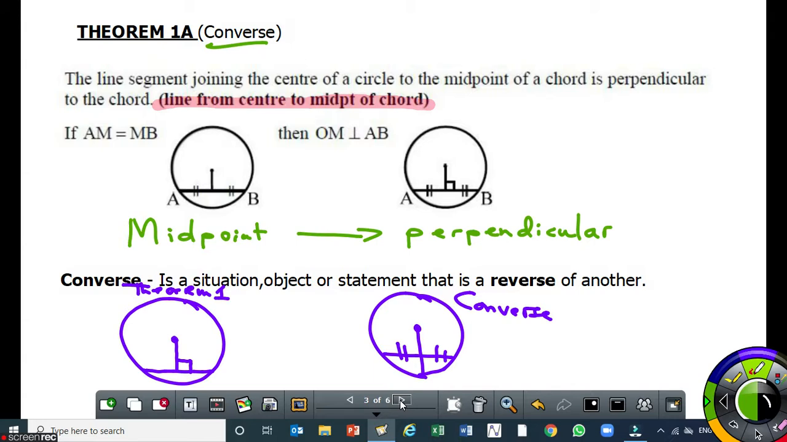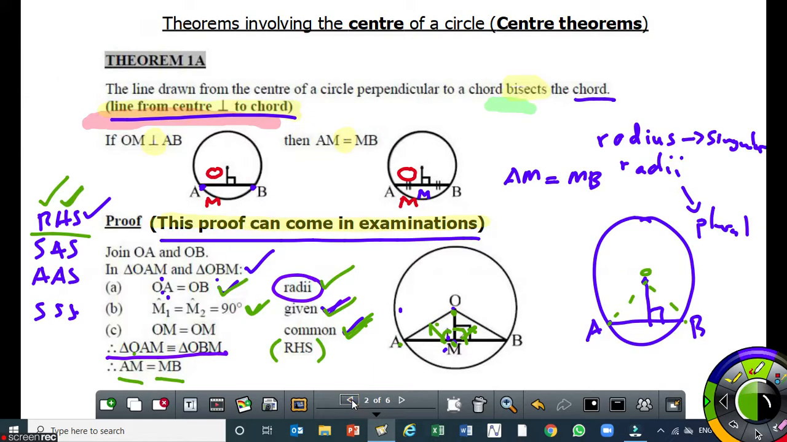So here, this is the scenario. I'll go back to the original theorem. If you want to summarize it, we can say the line must be perpendicular. If it's perpendicular, then it's going to bisect the chord, which means it's going to pass through the midpoint of the chord. The line has to pass through the center, or it has to be drawn from the center of the circle. And the line must be perpendicular for us to conclude that it passes through the midpoint. Hence, the chord is bisected.